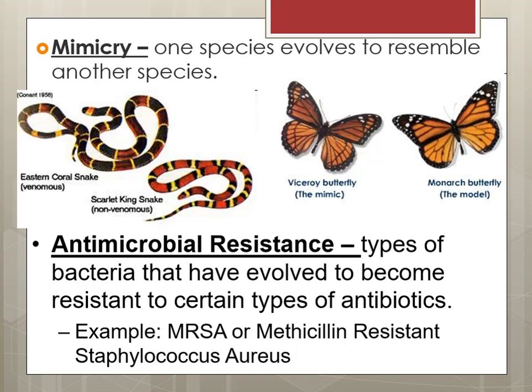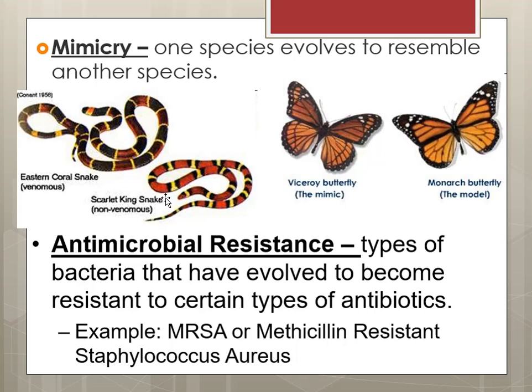All right, another adaptation is mimicry. It's when one species evolves to resemble another, and we typically see this as one species that is not harmful evolving to look like something that is harmful. I do have these examples written down. We have the eastern coral snake. Coral snakes are very, very venomous, but it has a mimic, the scarlet king snake, which is non-venomous at all. But it has a similar coloration pattern, so people generally try to avoid it.